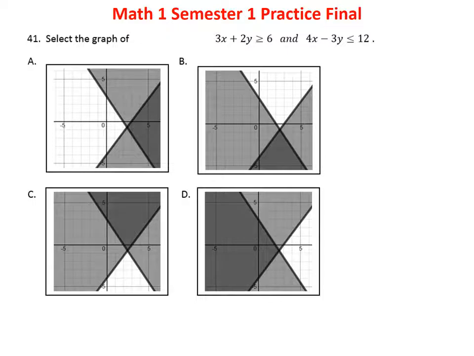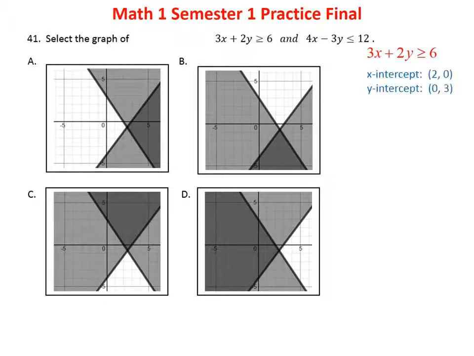Number 41, they want us to select the correct graph of these two inequalities. First thing I want you to notice is that the lines on each of the graphs are exactly the same. It's not about which one is graphed correctly. It's all about the shading. We do need to figure out which one is the first equation and which one's the second equation.